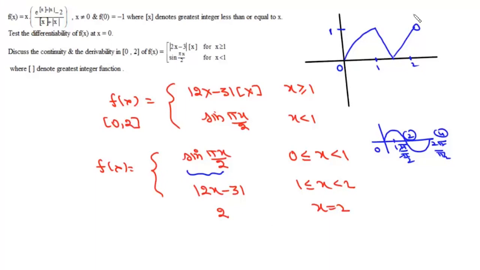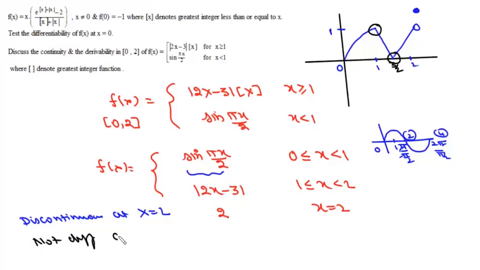At 2 this value is 2. Now this function is discontinuous at x equal to 2. So in this interval from 0 to 2, there is only one point, x equals 2, where this function is not continuous, and this function is not differentiable at 1, 3 by 2 and 2. So it is not differentiable at x equals 1, 3 by 2 and 2. And that is the answer to this question.